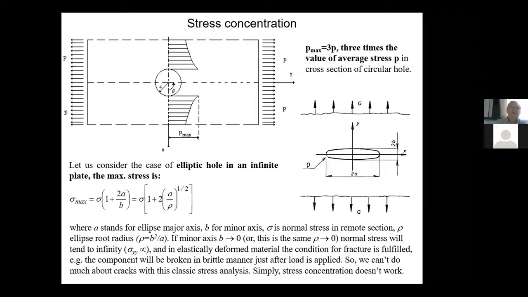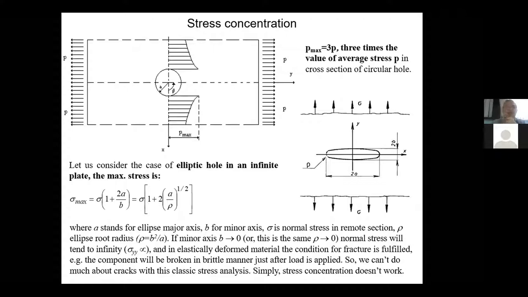It can be written also as 1 plus 2 square root of a over rho, which is the radius. So once again, a stands for the ellipse major axis, b for minor axis, and sigma is normal stress. Elliptic radius is defined here.